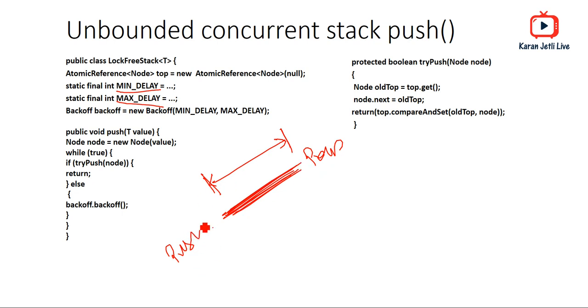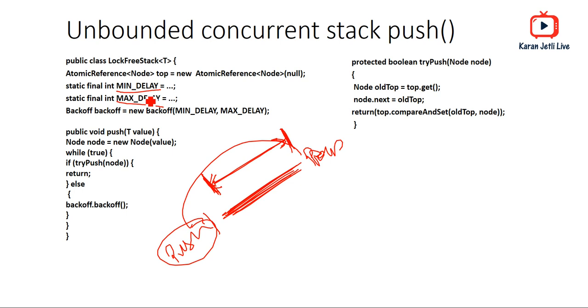For example, some thread is trying to push, it is unable to push. So how much time minimum it will wait and how much time maximum it will wait before it tries to do the push operation again. And the same applies for pop. It is a time interval, which is decided by the minimum delay and the maximum delay.